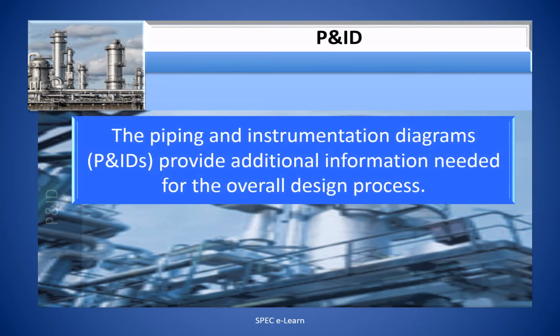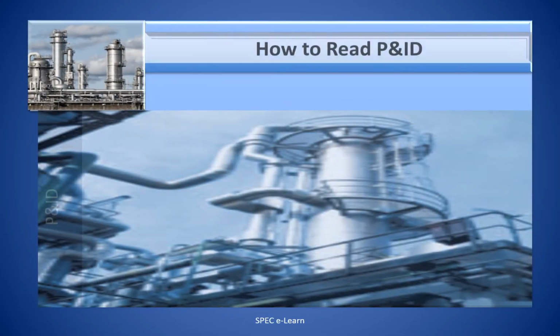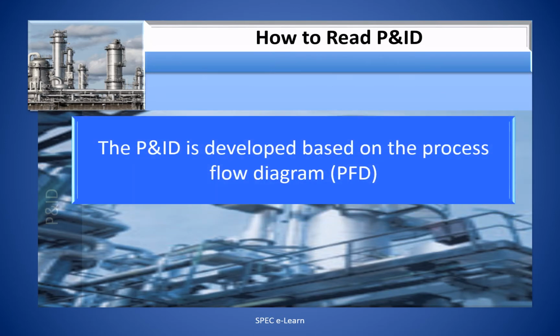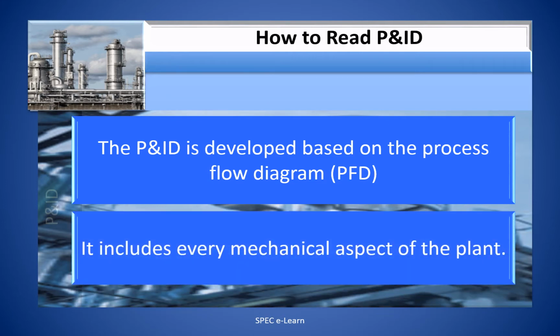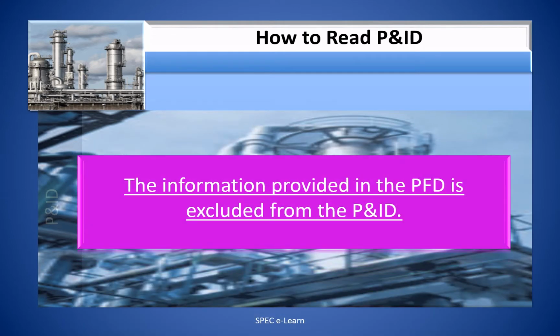The piping and instrumentation diagrams, P&IDs, provide additional information needed for overall design process. These additional detailed information are essential to begin construction of the plant. The P&ID is developed based on the process flow diagram. It includes every mechanical aspect of the plant. The information provided in the PFD is excluded from the P&ID.